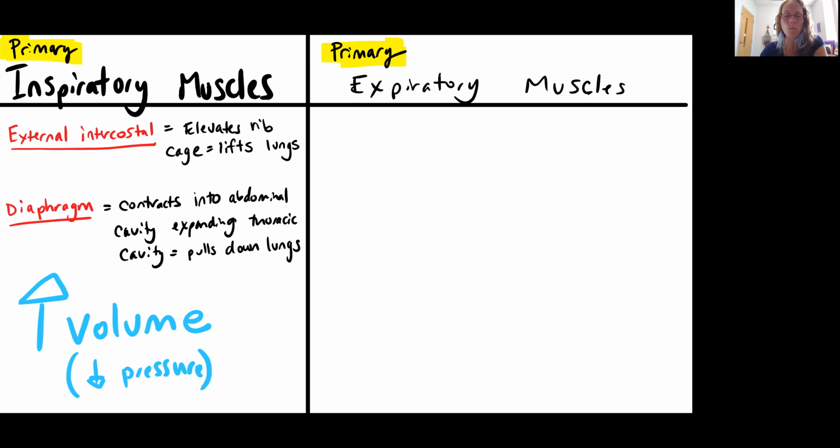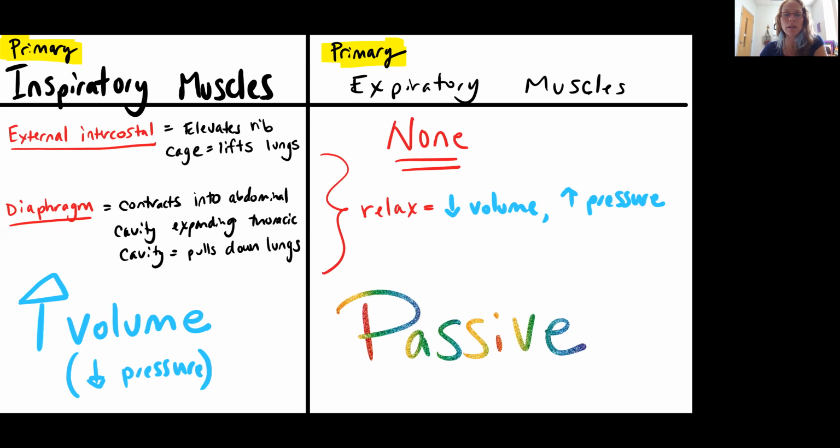On the other side, you have no primary expiratory muscles. This is a passive process. Instead, what we see happening is the external intercostal and the diaphragm relax. When they relax, the volume goes down. If our volume decreases, then our pressure increases, and so that's going to push air out of the lungs. So primary quiet breathing is a passive process. We just let those muscles relax.